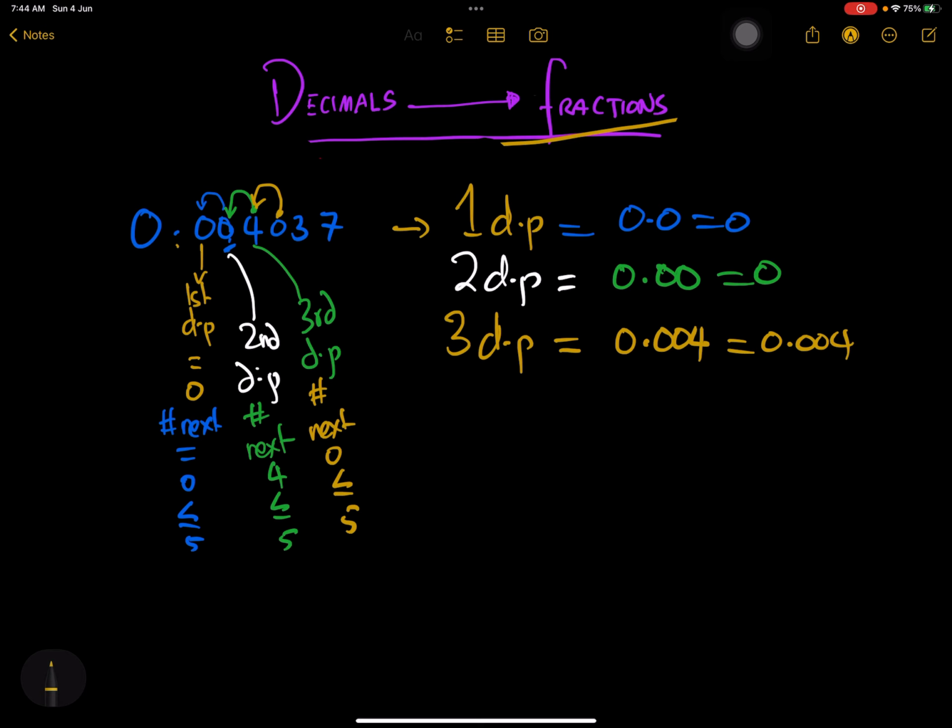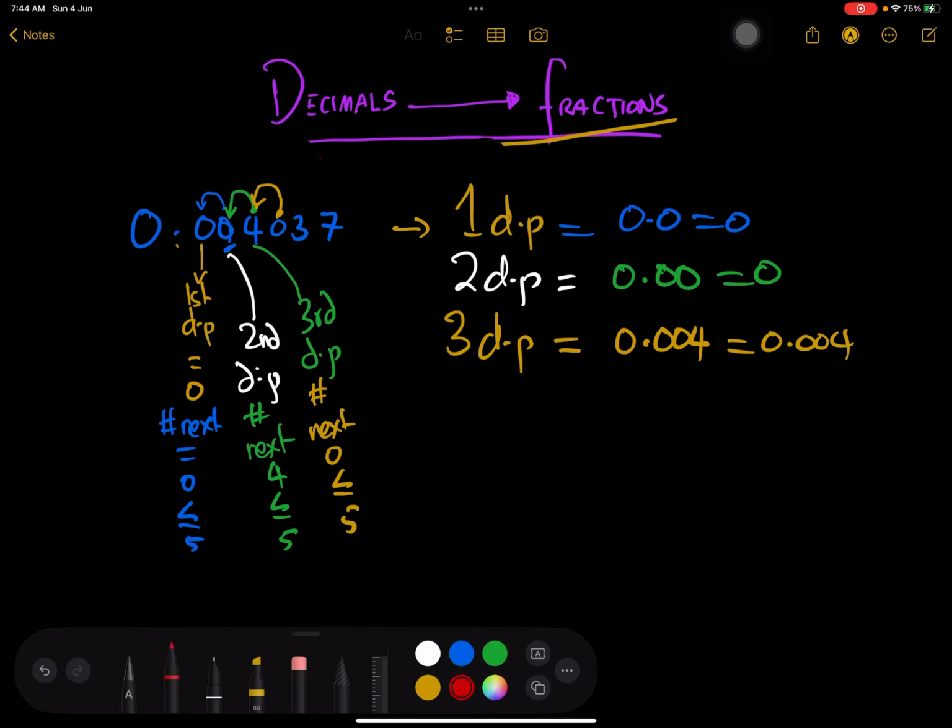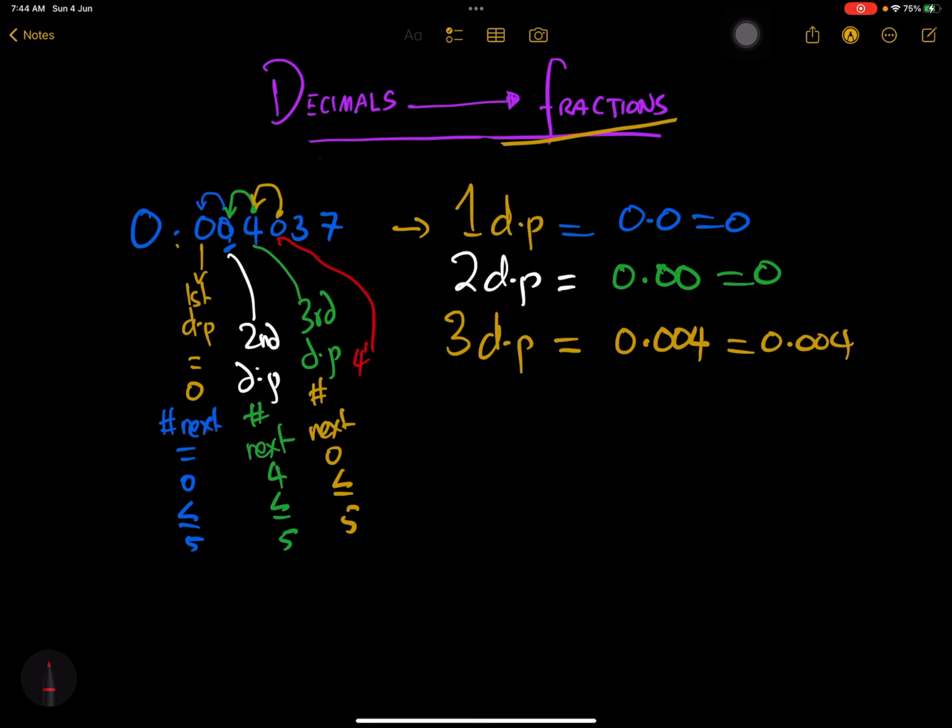The fourth decimal place is 0, but the number next is 3, and it's also less than 5. So our fourth decimal place is going to be 0.0040, because the number next to it is 3. If this number was 5 and beyond, we would have added 1 here, but it's not. So we leave that 0 as it is. So we get 0.0040.